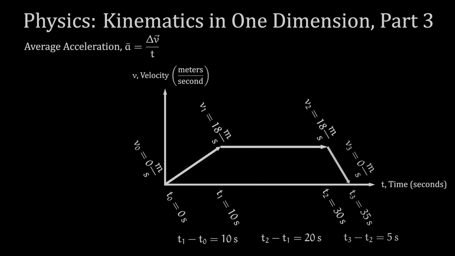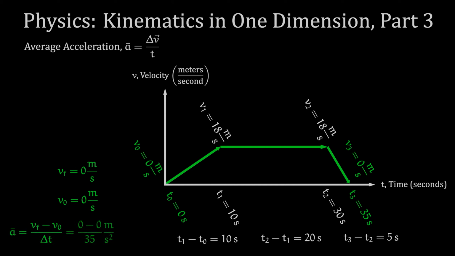We can now calculate the average accelerations of any part of the trip. Let's start with the entire trip. Our final velocity at the end, v3, stopped at the red light, is 0 meters per second. Our initial velocity stopped at a red light, v0, is also 0 meters per second. So our average acceleration was 0 meters per second squared for the entire 35-second trip.